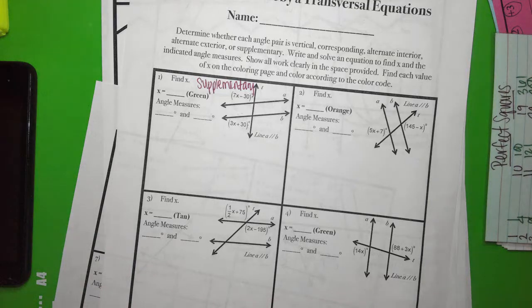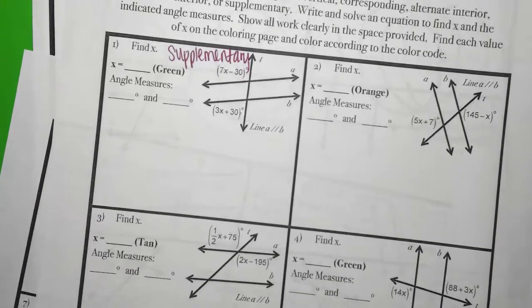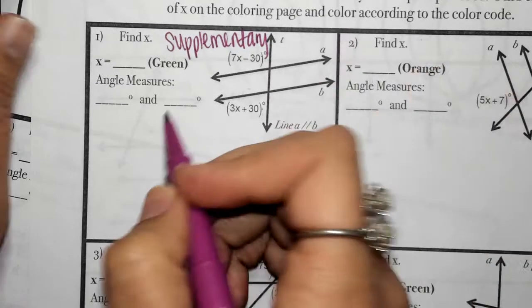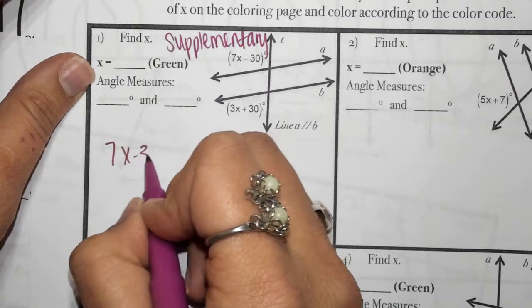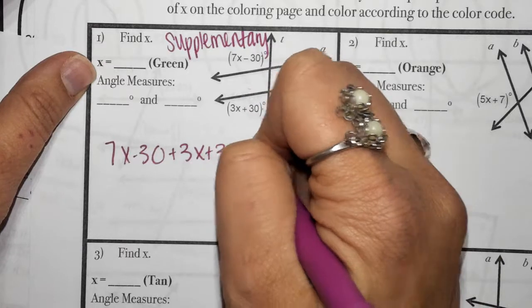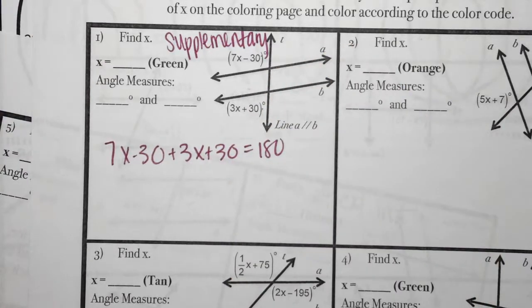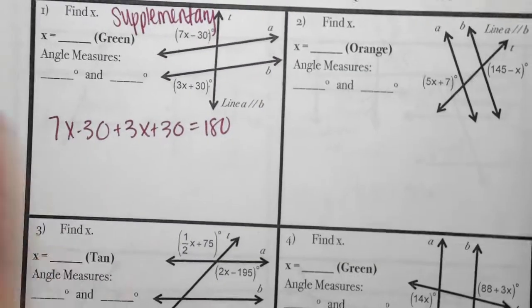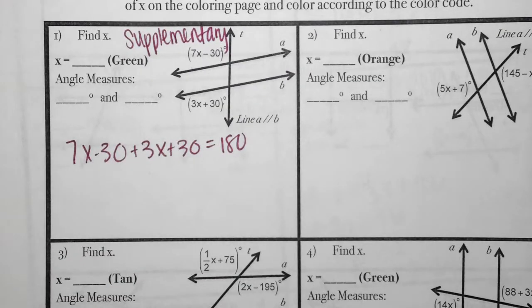Add these together and we would set it equal to 180. So you would take 7x minus 30 plus 3x plus 30, and you would set it equal to 180. Just get to this part. I want everybody to make sure they're on this part.